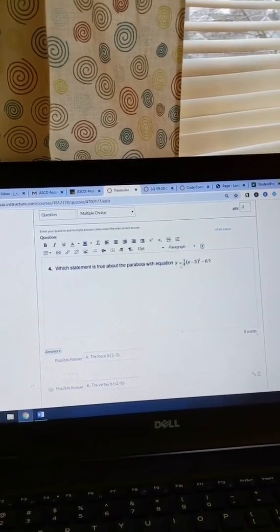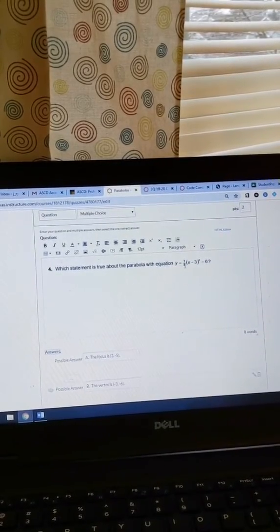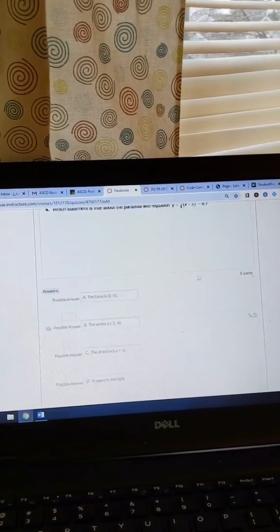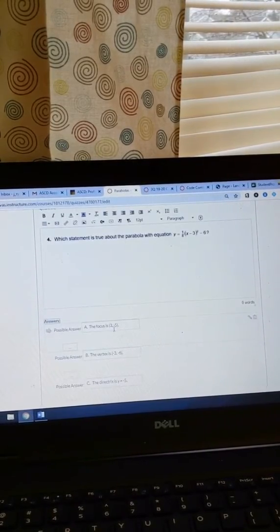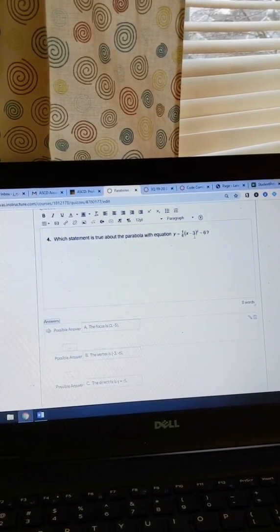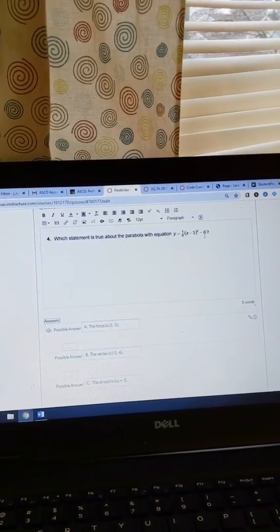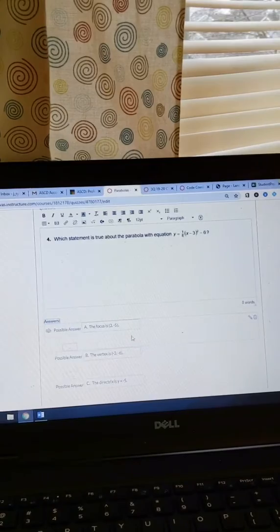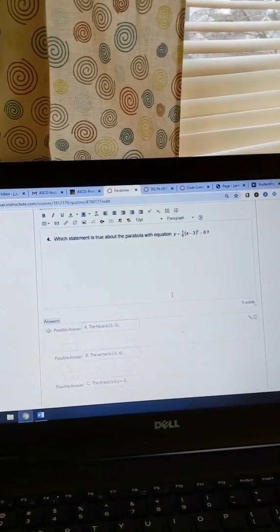All right, what statement is true about the parabola y equals 1/4 (x minus 3) squared minus 6? The vertex is at (3, -5). That is wrong. The vertex is at h, which is 3, k, which is -6. Oh, wait, no, the focus is at (3, -5). The vertex is at (-3, -6). That is incorrect. Maybe the focus is at (3, -5). Let's check it out. Where's my formula sheet? It's over here.